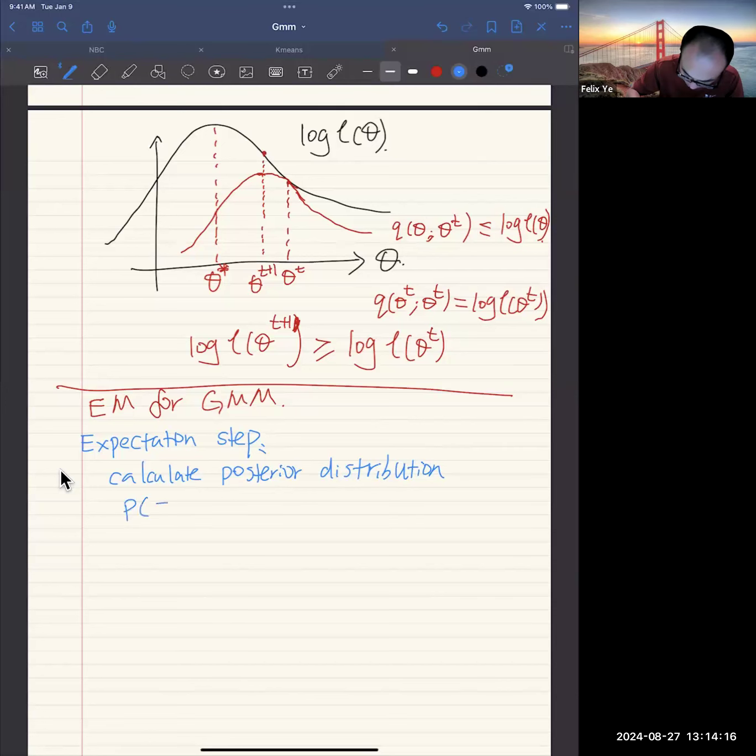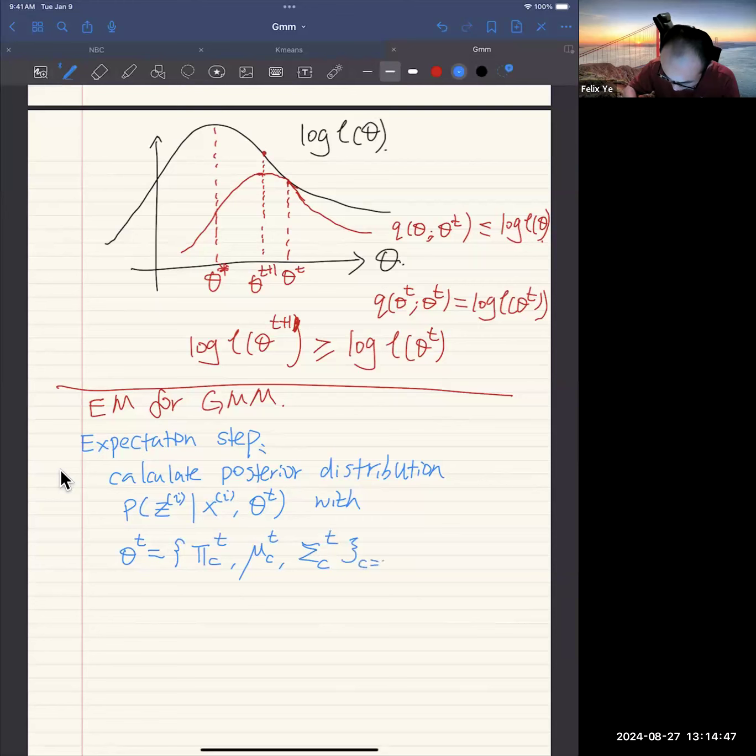So P of Z_i conditional on x_i and theta_t, where theta_t in this case is equal to pi_c, mu_c, and sigma_c at iteration t, for c from 1 to k. So this is the expectation step.